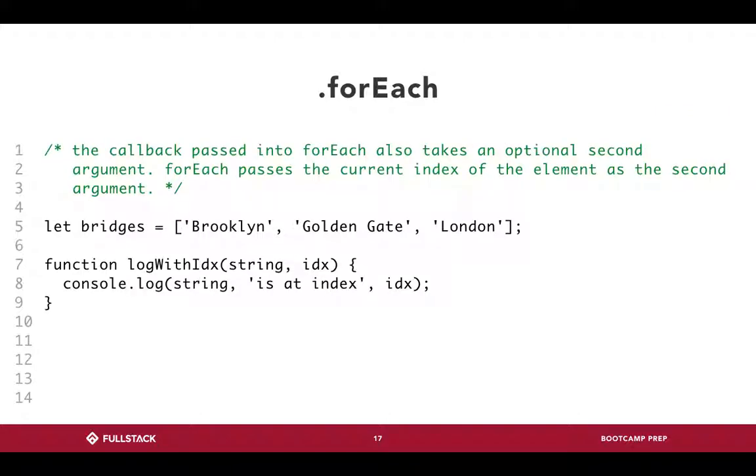So in this case, we know that for each will call back with an index as well, and we want to log out which index the bridges are at. So we just modify our little helper function. Now it takes in the current value, and it takes in the current index. And what will be the first log that pops up on the screen? And next. Yep. And London is at index 2.